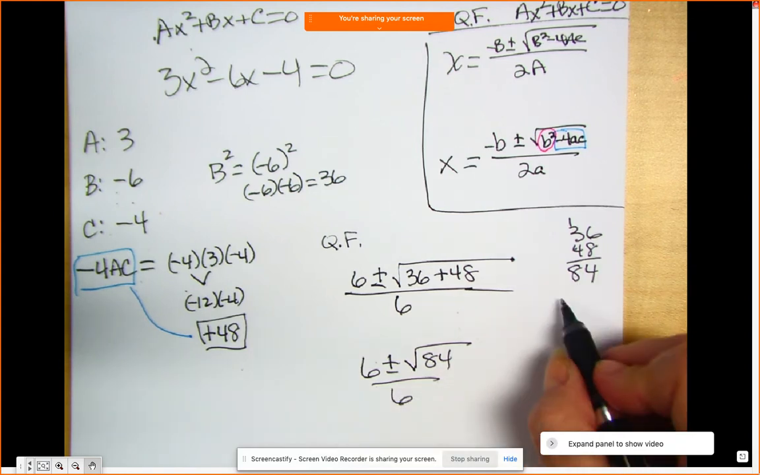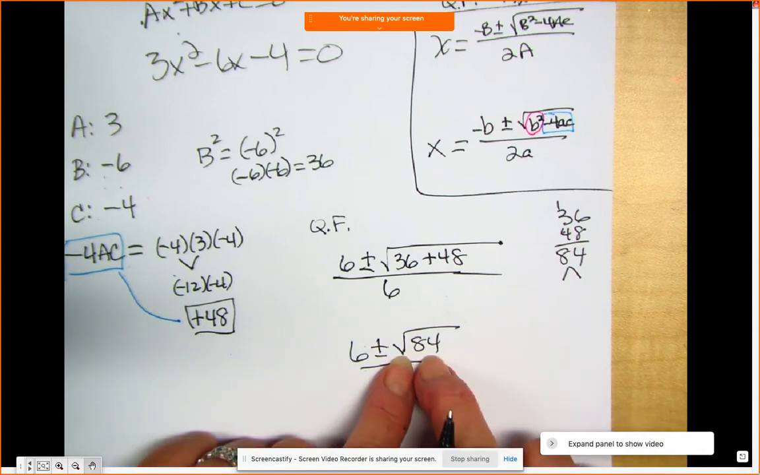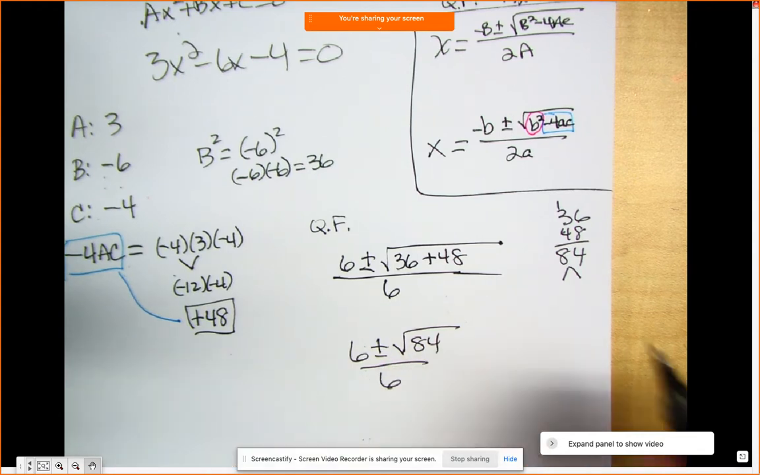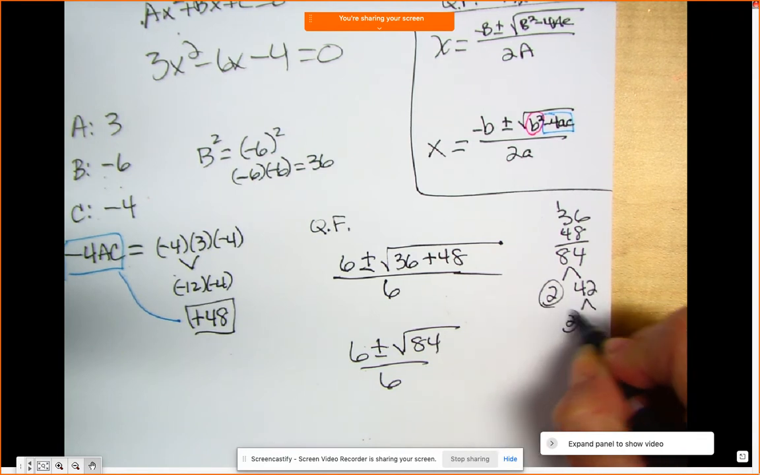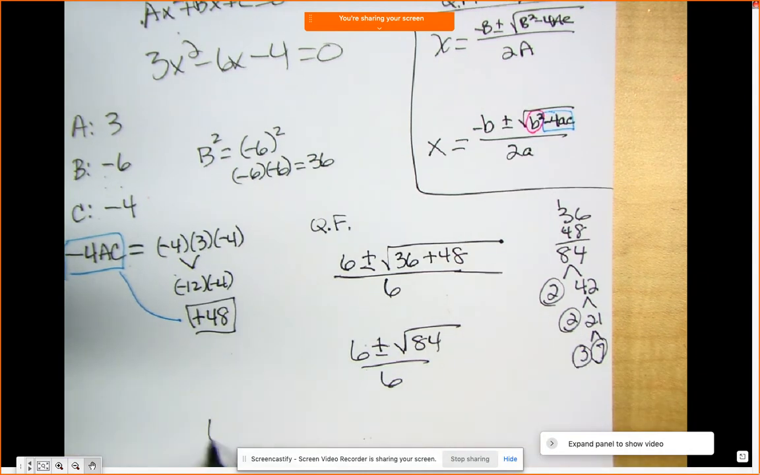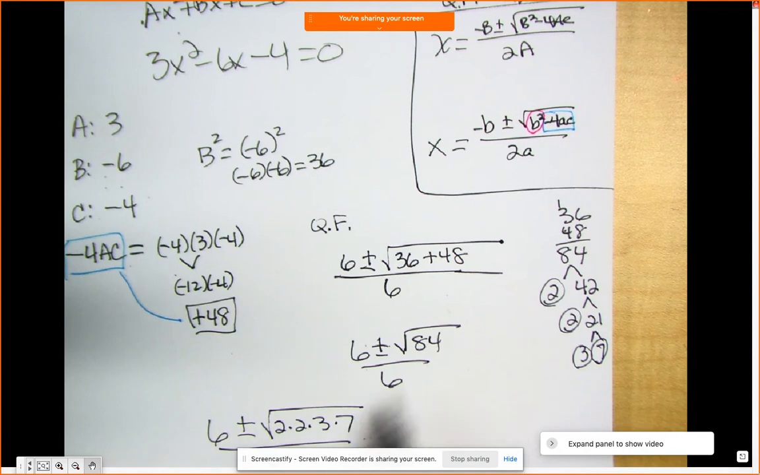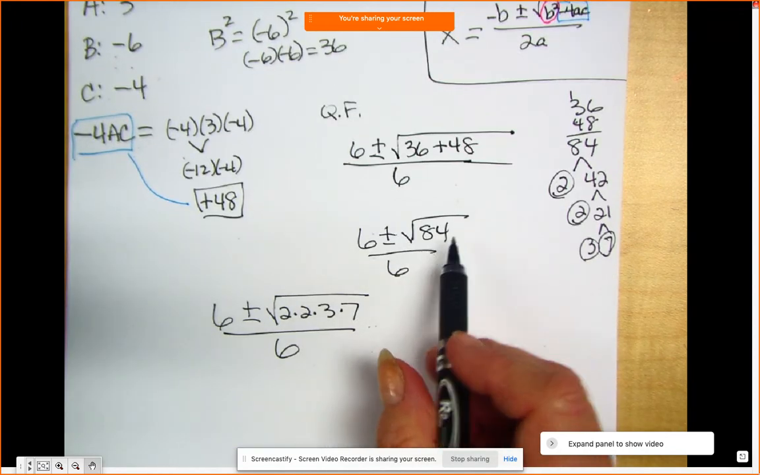Now, 84 is even, so I need to prime factor it and see if I can simplify it. Can I pull any pairs out? Well, 84 is 2 times 42. Oh, that's still an even number. So 2 times 21, which is 3 times 7. I can't do anything with the 3 and 7, but I know if I write this as 6 plus or minus the square root of 2 times 2 times 3 times 7 divided by 6, all I'm doing is simplifying under that radical.